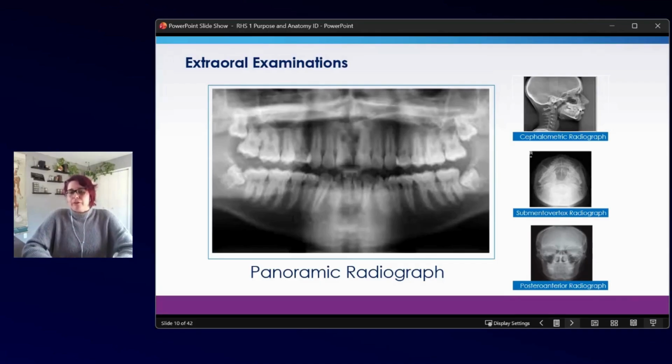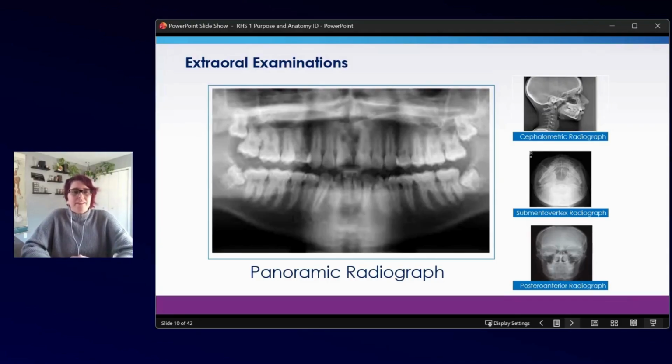Panoramic radiographs are great for looking at the mandible and maxilla, looking for trauma, looking for impacted teeth that may not be visible in other radiographs like wisdom teeth, and can show a lot of different conditions. Panoramic radiographs are not great for identifying and diagnosing caries or cavities. And you should not use a panoramic radiograph to replace a bite wing radiograph when we're looking for caries.